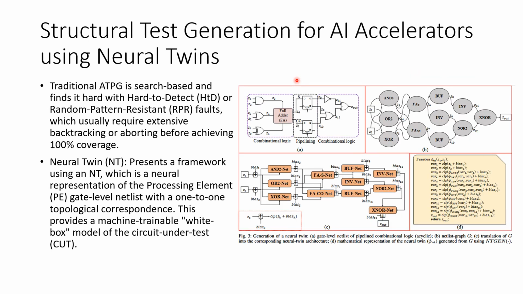Okay, so the first paper that I've chosen is Structural Test Generation for AI Accelerators using Neural Twins. The authors' approach is designed to overcome the challenges of conventional ATPG, which struggles with the complexity of modern integrated circuits and often requires extensive backtracking to find patterns for hard to detect and random pattern resistant faults. So here you see the original circuit and this is the generated neural twin.